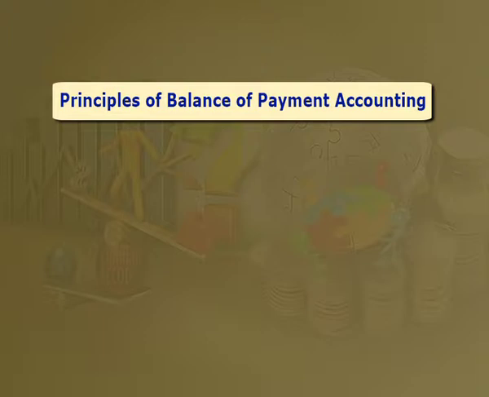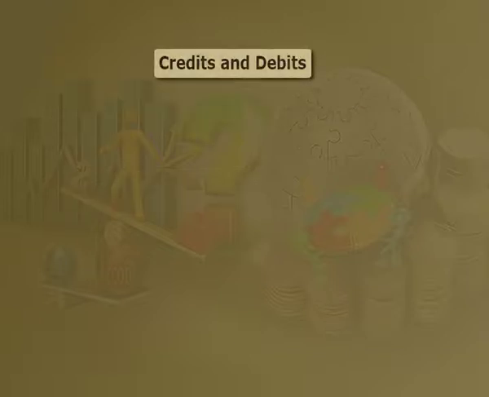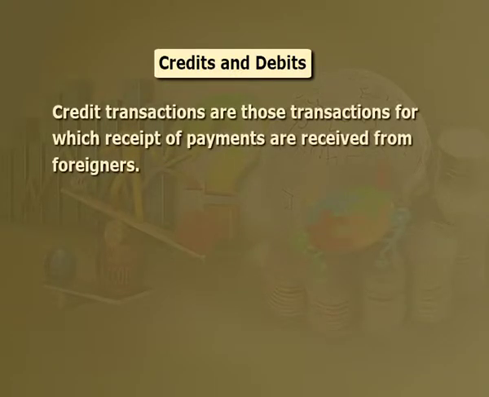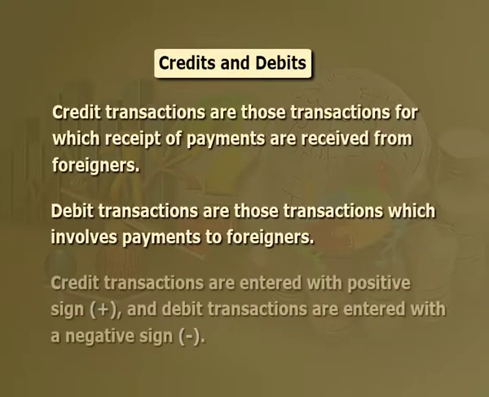Let us now focus on principles of balance of payment accounting. We will begin with credits and debits. International transactions are classified as credits and debits. Credit transactions are those transactions for which payments are received from foreigners. Debit transactions are those transactions which involve payments to foreigners. Credit transactions are entered with a positive sign and debit transactions are entered with a negative sign.